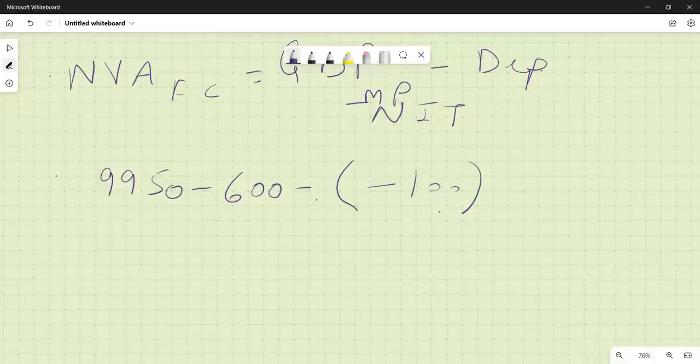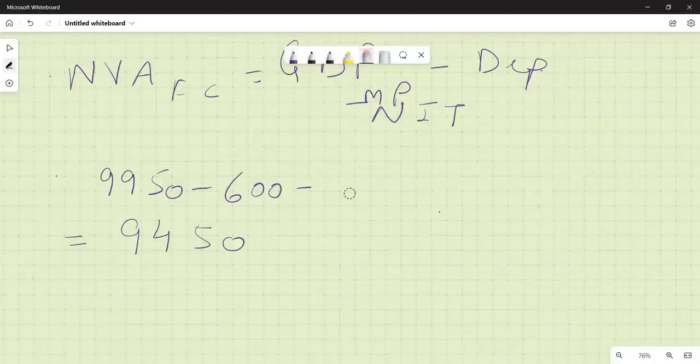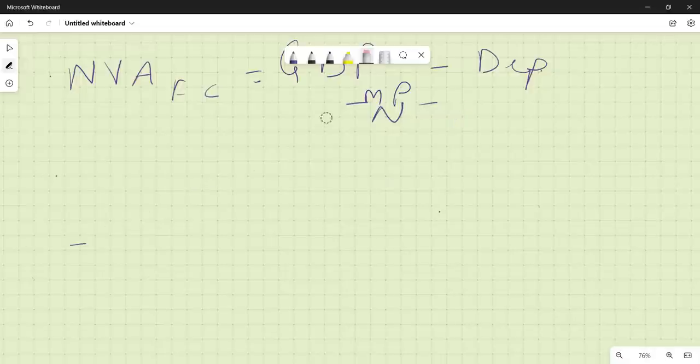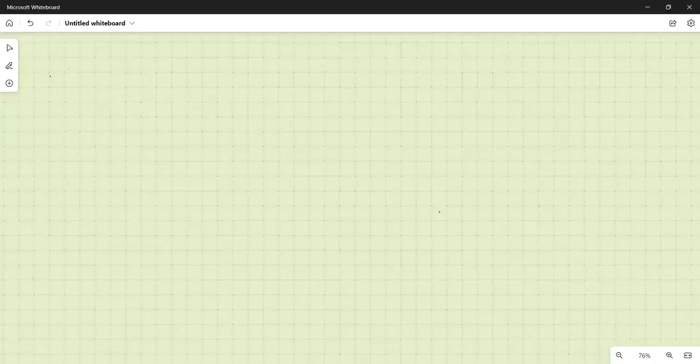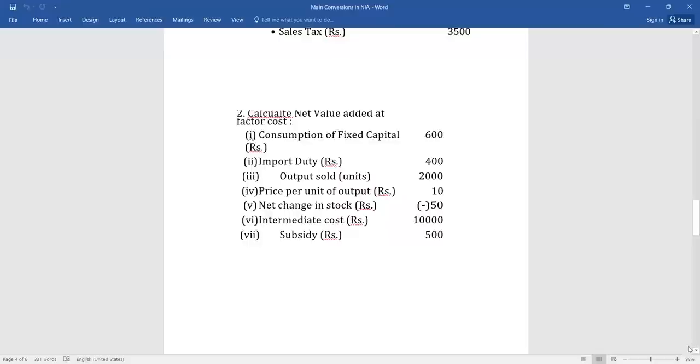So we'll write 9,950 minus 600 and then in the bracket minus 100, the value of NIT. When we open all the calculations, then the value of NVA at FC will be equal to 9,450. Okay. So I hope the things are clear how to calculate the GDP at MP and how to convert it into the variables given. Whatsoever the variable they have asked us, please learn the conversions accurately, practice for the conversions so that there must be no mistake, and take care of the plus and minus signs especially.